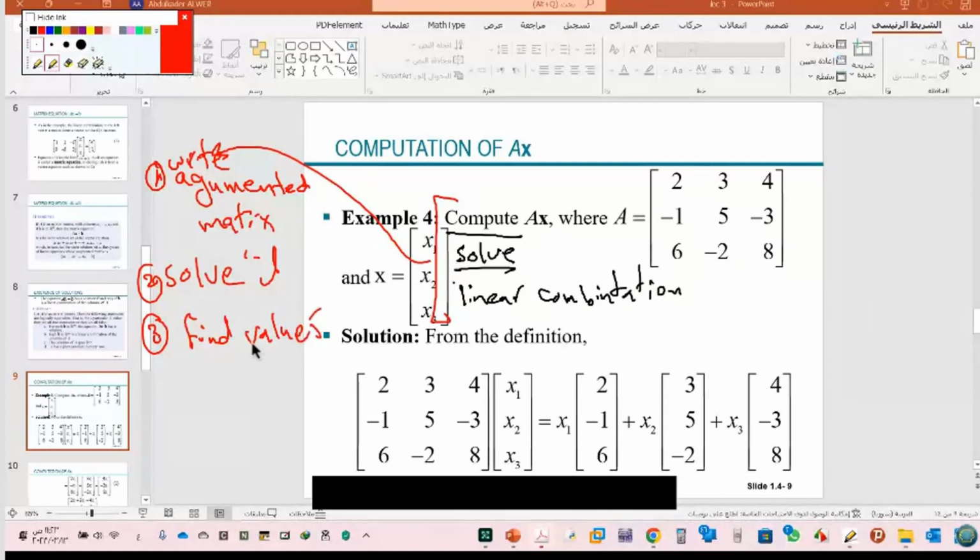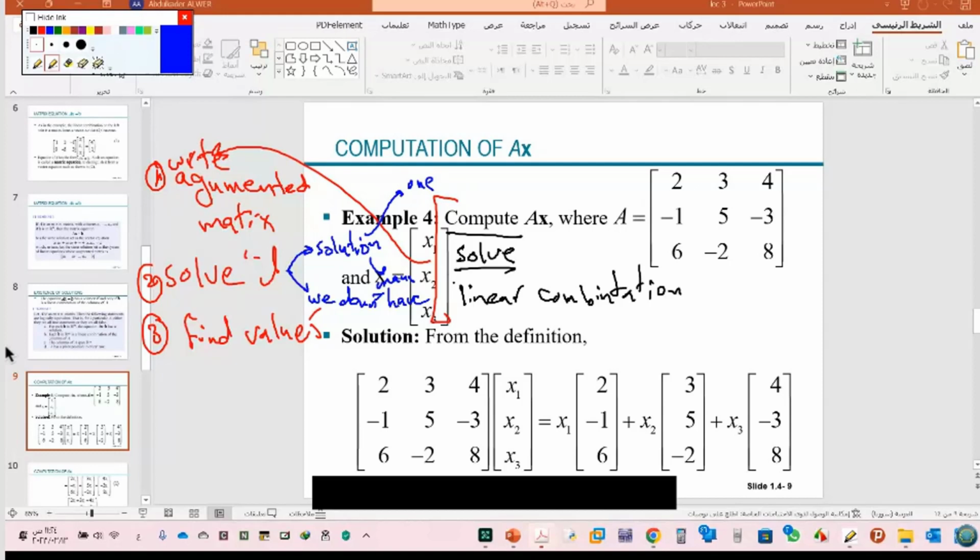To find values or to solve it, either we have a solution, and either one or many, or we don't have a solution. So in the exam, we have almost finished. It's easy.